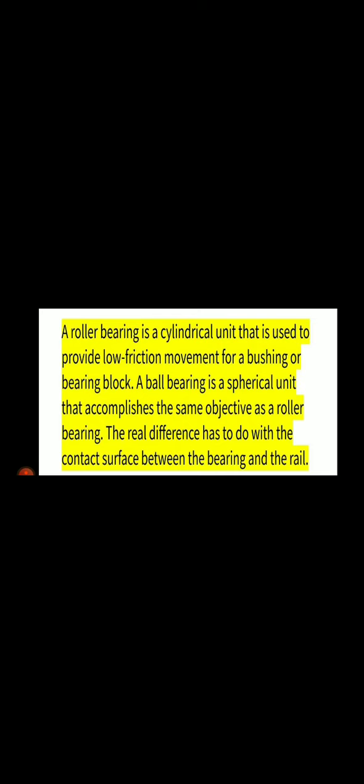Its objective is the same for roller bearing and ball bearing, but here a roller is the material for the bearing. The real difference is the contact surface between the bearing and the rail. From that perspective, the main difference between the roller bearing and ball bearing is in the contact surface. The area of contact surface is different.